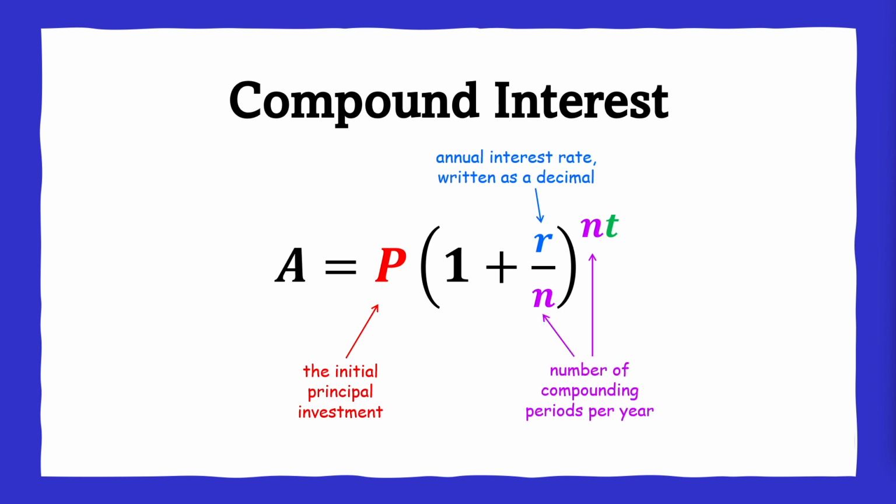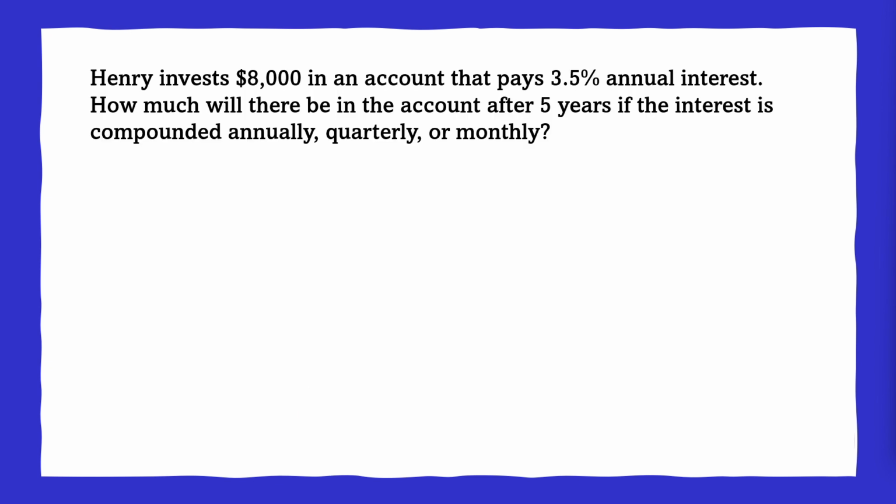N is the number of compounding periods per year. T is the number of years. A is the value of the account after T years. Henry invests $8,000 in an account that pays 3.5% annual interest. How much will there be in the account after 5 years if the interest is compounded annually, quarterly, or monthly?